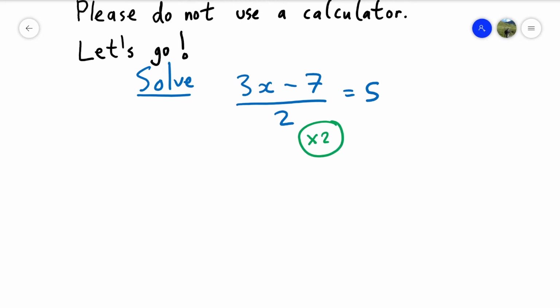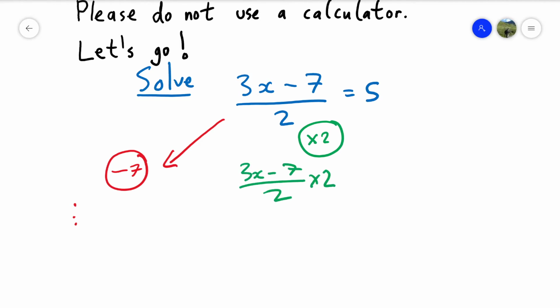I'm going to times by 2 first. Just as a very quick thought, maybe you tried minusing 7 first. We're going to look at that later. That's wrong. Okay, so it's times by 2 first, which means you have 3x minus 7 divided by 2 times 2 equals 5 times 2. Obviously they cancel.